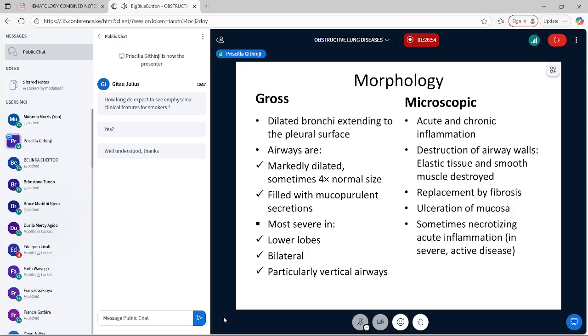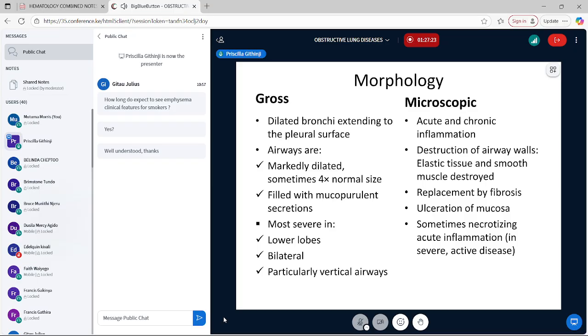This bronchiectasis is usually more severe in the lower lobes. It will present most of the time bilaterally, so the right and the left lobe will be affected, and it will be more severe in airways that are vertical in shape. Because of that, when an airway is vertical, it means clearance of secretions from the airway is difficult.